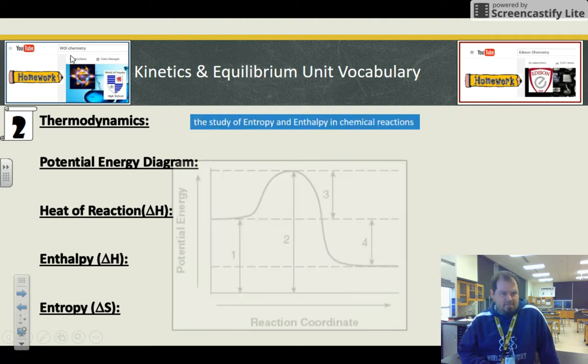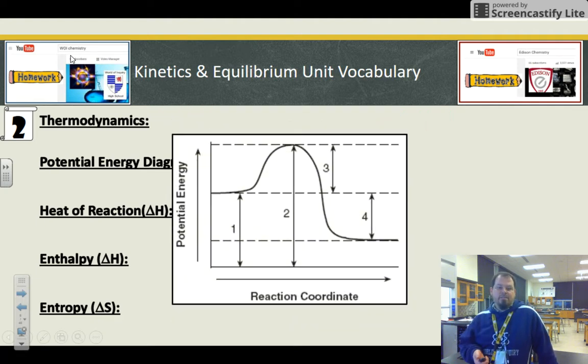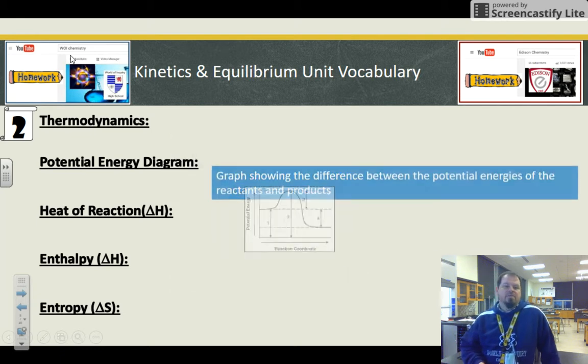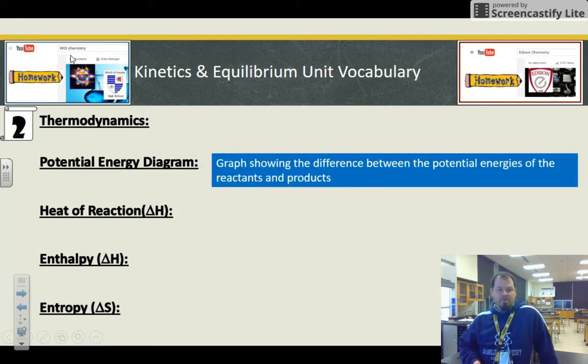This is a potential energy diagram. You will need to be able to label up 1, 2, 3, 4. You will need to be able to label it if I move the 1s and 2s and 3s and 4s around. So you need to know it forwards, you need to know it backwards. This is a graph showing the difference between the potential energies of the reactants and the products. And if they're this way, what does it mean? If it's this way, what does it mean? You're going to get into that.